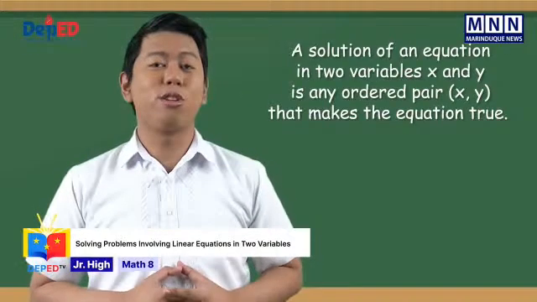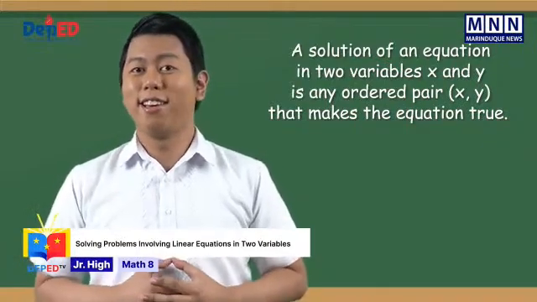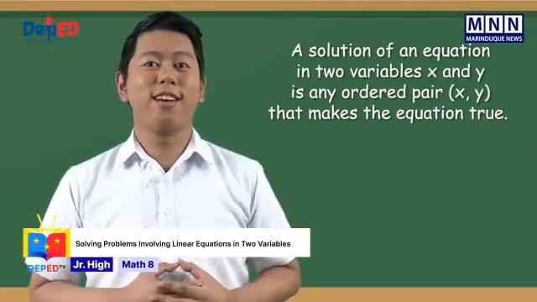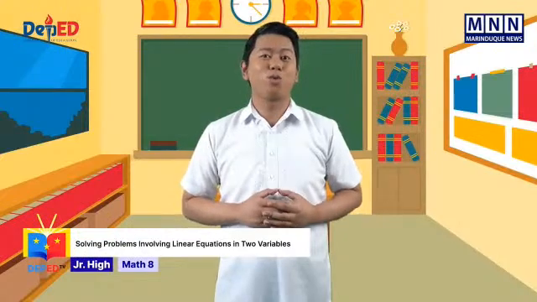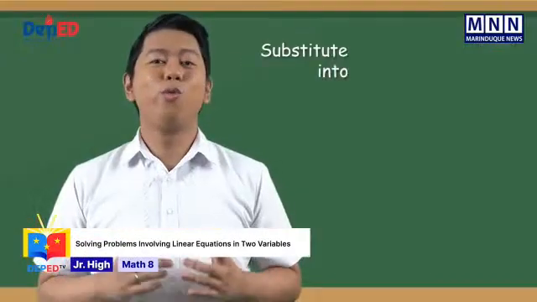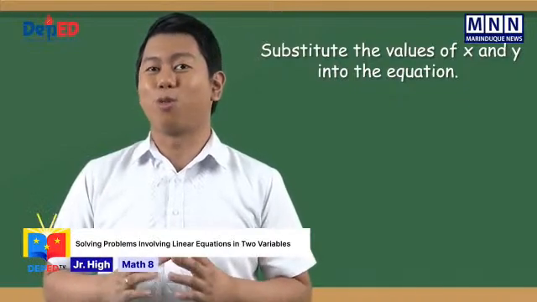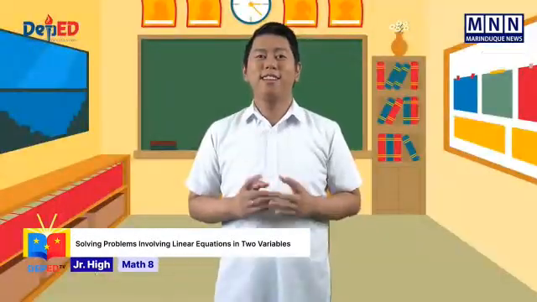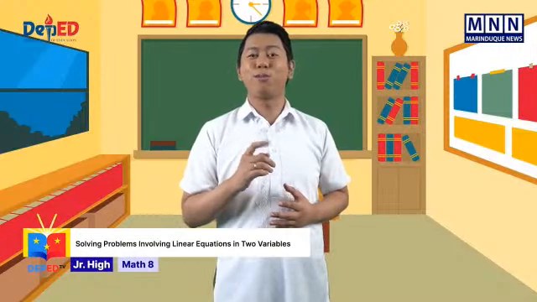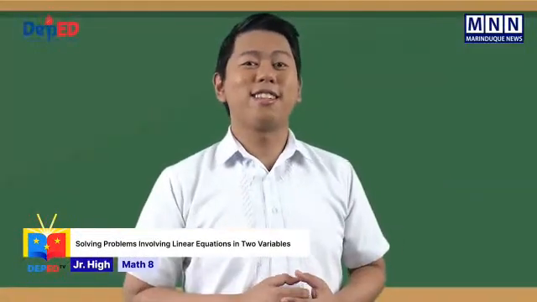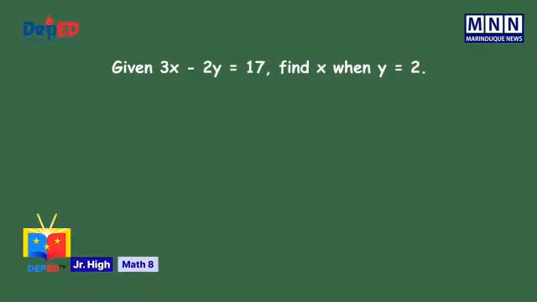Let us recall that the solution of an equation in two variables x and y is any ordered pair (x, y) that makes the equation true. To determine whether an ordered pair (x, y) is a solution of an equation, we simply substitute the values of x and y into the equation. Take note that the equations in two variables have infinitely many solutions and form a line when graphed. Try these examples. Number 1. Given an equation 3x minus 2y equals 17, find x when y equals 2.